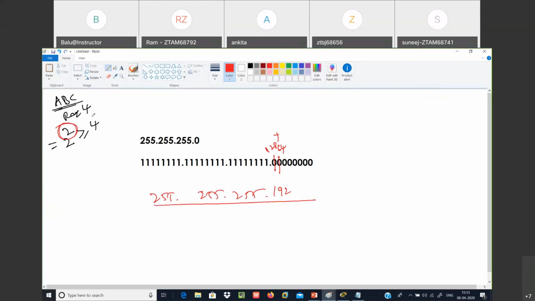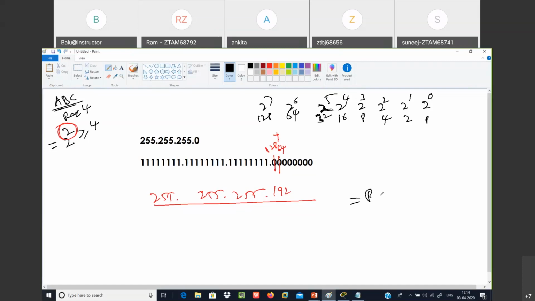How can we decide the power value? Before starting the calculation, I clearly define the formulas: 2 power 0, 2 power 1, 2 power 2, 2 power 3, 2 power 4, 2 power 5, 2 power 6, 2 power 7. From this table, in the entire subnetting, you can always get the values. So 2 power 0 is 1, 2 power 1 is 2, then 4, 8, 16, 32, 64, 128.